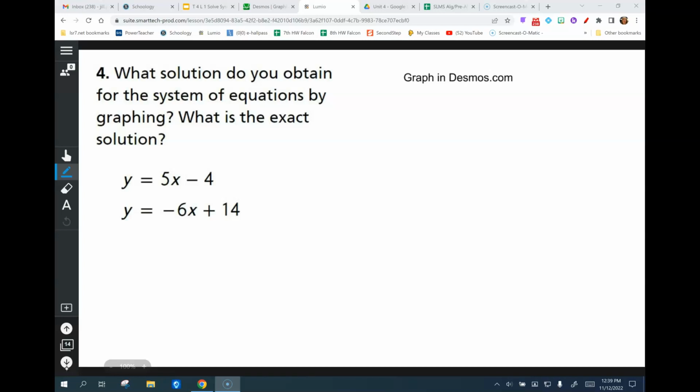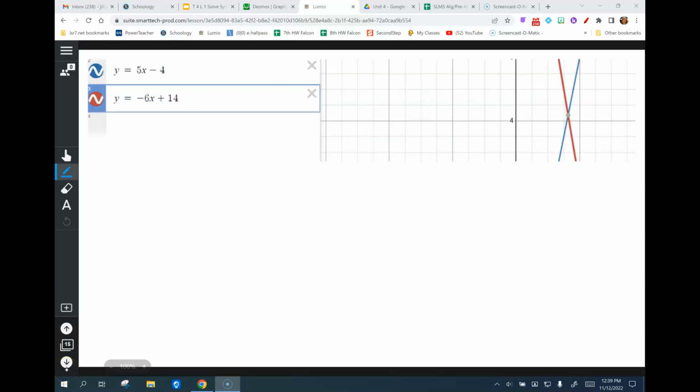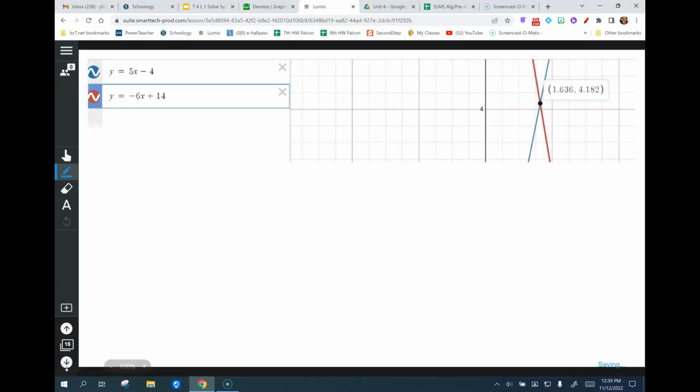you obtain for the system of equations by graphing. What is the exact solution? So we're going to go out and graph this and find out what the approximate is, and then we're going to have to play with it to find exact solutions. Let's go to Desmos again. So when you graph it out on Desmos, this is what it looks like. When you put that dot right there, okay, and in Desmos, when you do that, it will tell you a solution. Okay, that is our solution.